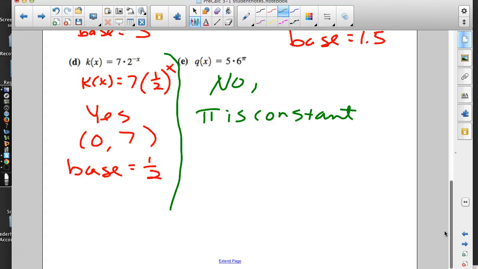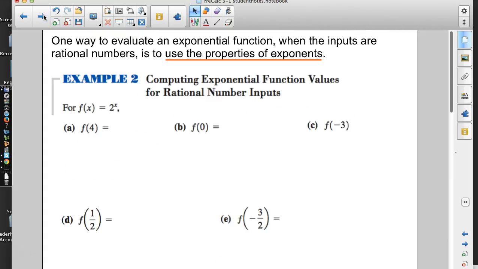So just know that when you get to calculus, if Mrs. LaRue is teaching you that pi is not a constant, that's because in calculus you're using more than just those 3 decimal digits that we are talking about here. Now, it says one way to evaluate the exponential function when the inputs are rational numbers is just to use the properties of exponents. You know, think about all of those properties of exponents that we had.